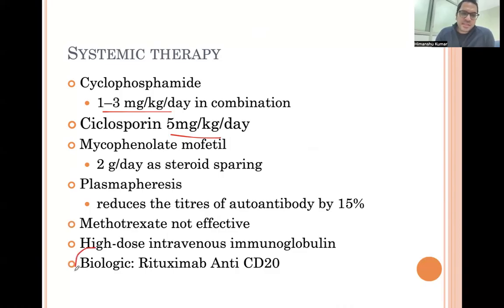Then biologics, extremely important. In pemphigus, we can use rituximab, which is an anti-CD20 biologic. This specifically depletes the B cells. So there are no B cells, there are no antibodies. So this is also a great treatment option for pemphigus, which we actually prescribe to most of our pemphigus patients. So if in exams they ask which biologic can be used, rituximab is the answer.